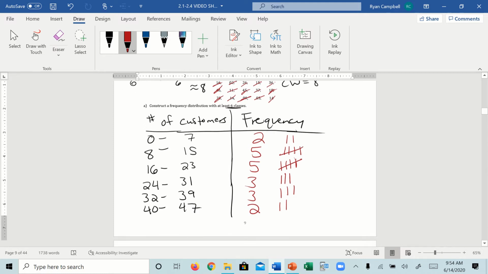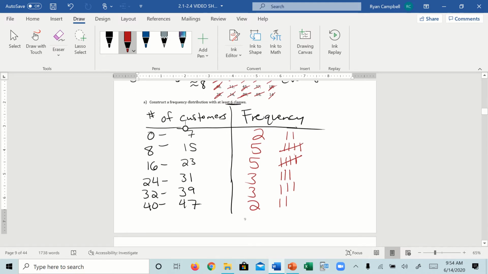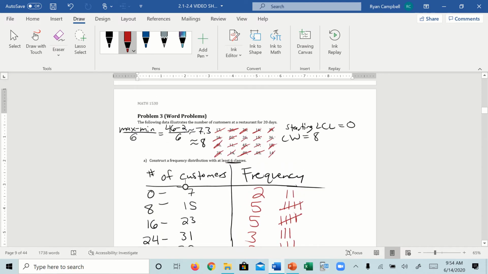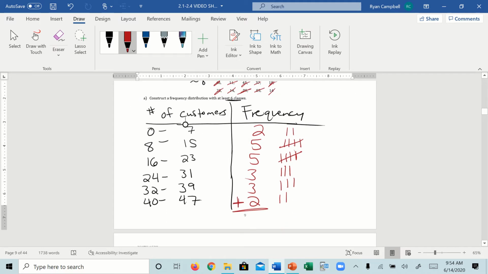How can we double check to make sure they're right? Add them up. What should we get if we add these up? We should get 20, right? Because that's the number. Do we? Yeah, we get 20. Good. So this is what our frequency distribution will look like.